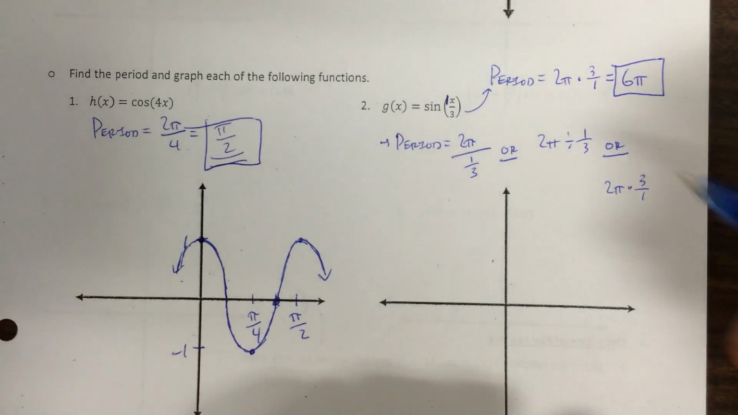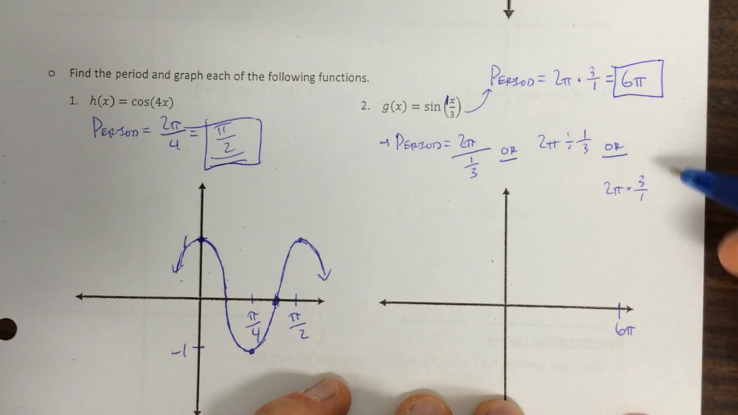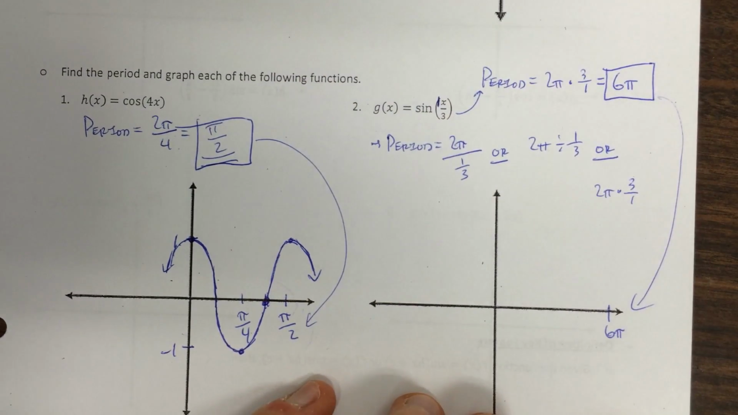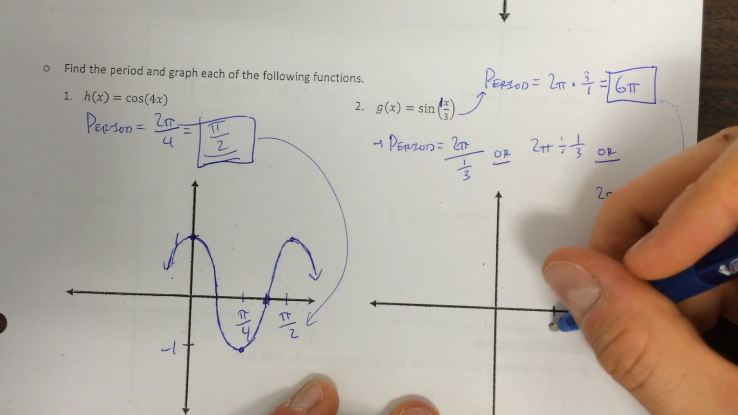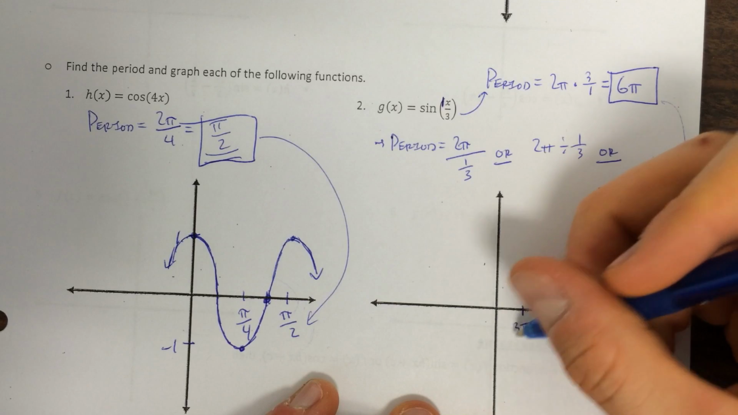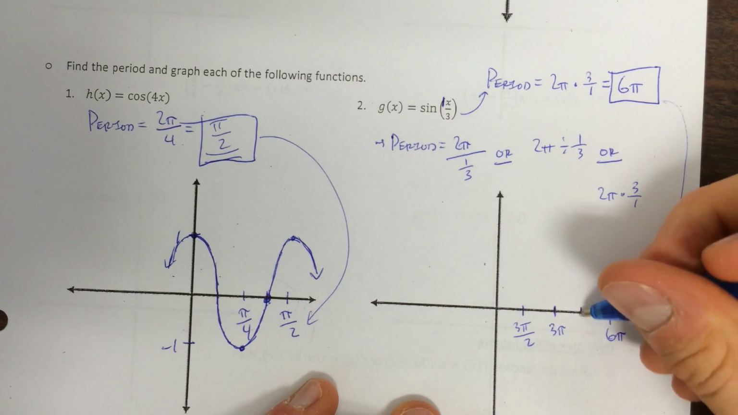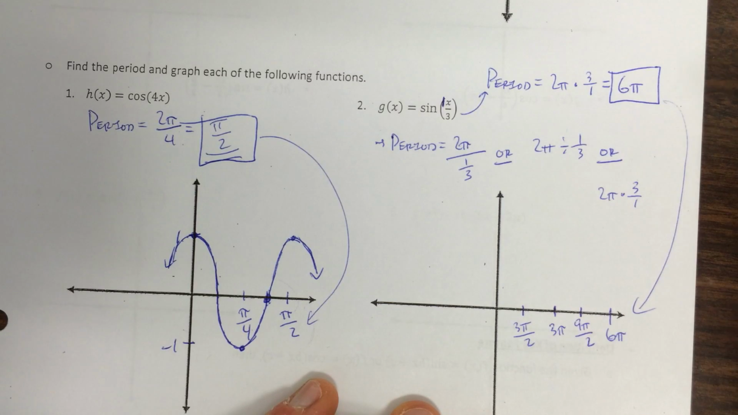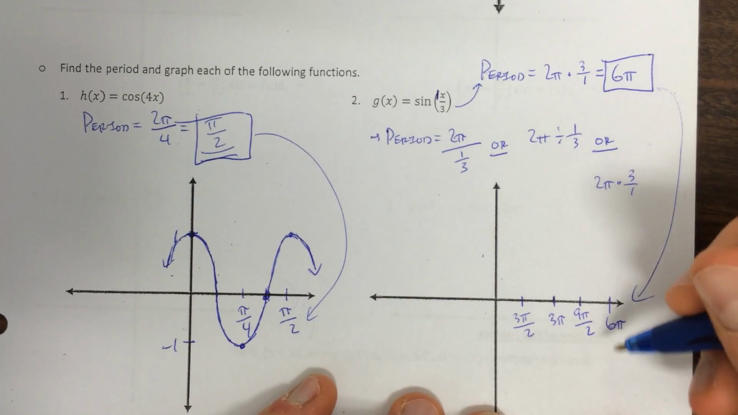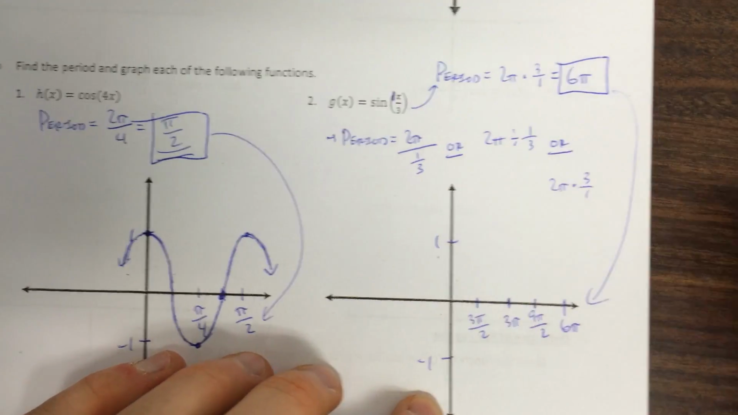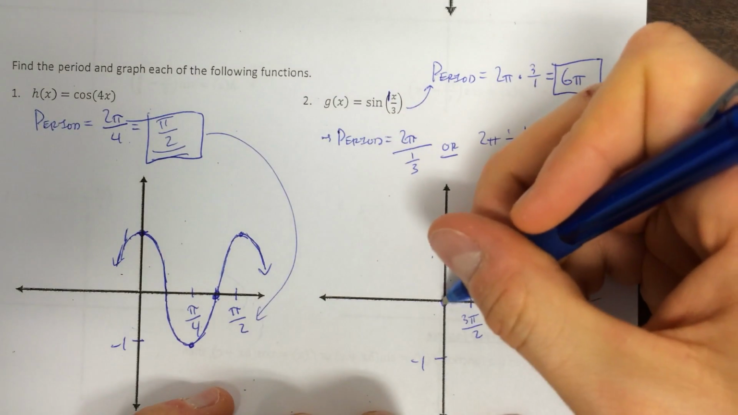Alright, let's look at this one. So let's say this is 6 pi, because that's our period. Between 6 pi and 0 would be 3 pi. 3 pi and 0 would be 3 pi over 2. We're cutting that in half. And then this would be 9 pi over 2. If you have any questions on 9 pi over 2, please ask. 1, -1. We know sine starts at 0, so let's start there.